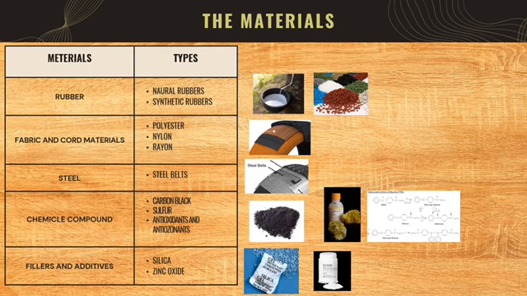Third, the steels. The type is steel belt. Fourth is chemical compound. The types are carbon black, sulfur, antioxidants, and antiozonants. The last one is filler and additive. The types are silica and zinc oxide.